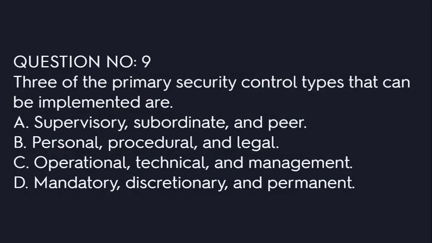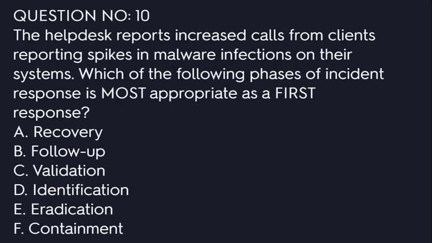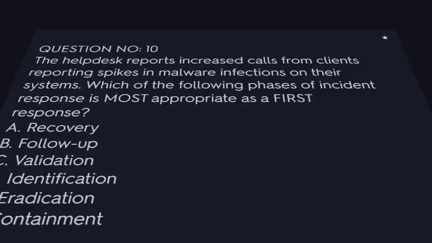Question 9. Three of the primary security control types that can be implemented are: A. Supervisory, subordinate, and peer. B. Personal, procedural, and legal. C. Operational, technical, and management. D. Mandatory, discretionary, and permanent. C. D.